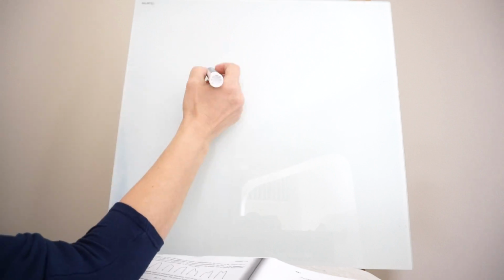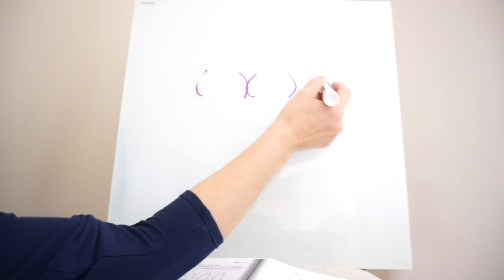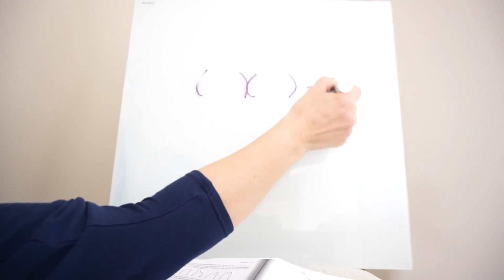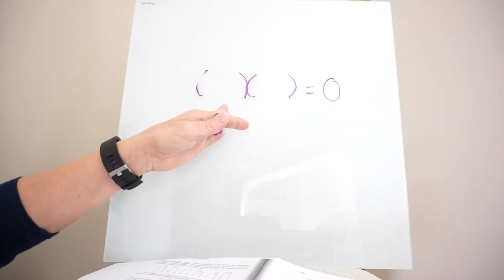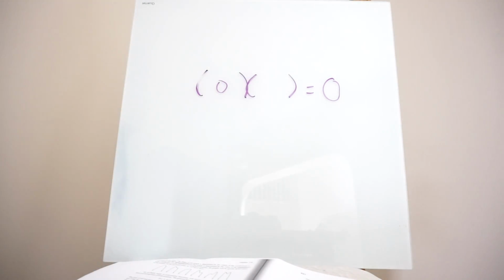Okay, continuing on with lesson 114. Now we're going to take a look at the zero factor theorem that you've heard before. The zero factor theorem is just when you have two or more factors multiplied by each other and it equals zero, that you know that one of these must be equal to zero or both of them must be equal to zero.